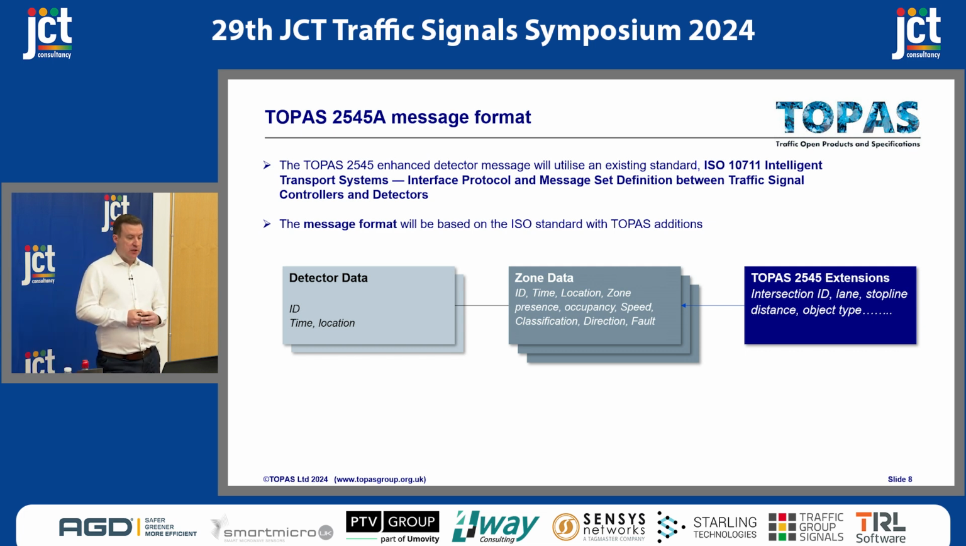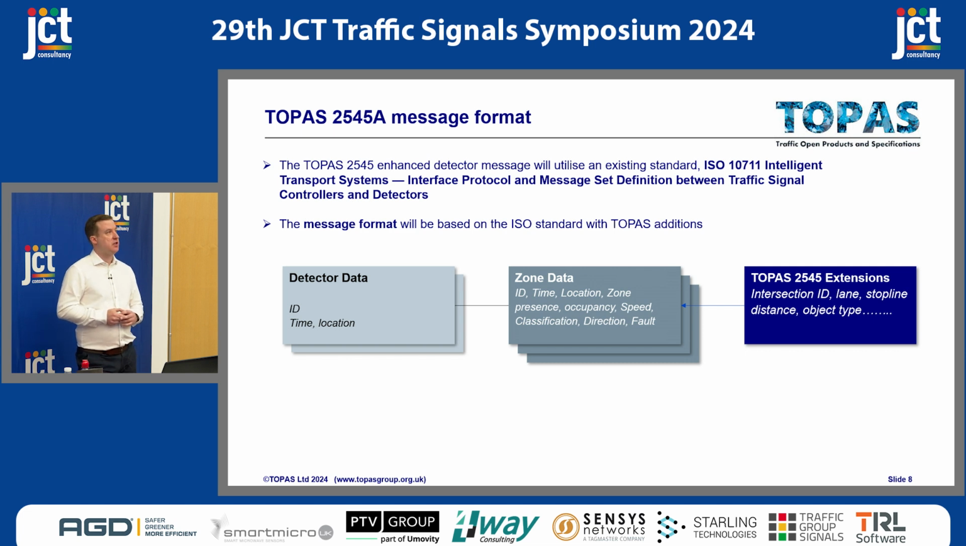And essentially what that does is set out a standard for sending enhanced detection messages to controllers in a standard way. So on the left we can see that for every detector you have an ID and a location, and again you can have as many detectors on a site as you want. Each detector then has multiple zones, and each zone, as you can see in the middle box, has a header of information. So every zone would have that standard information as specified in the ISO standard.